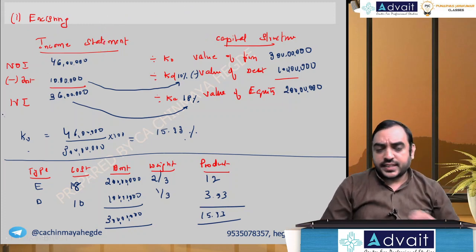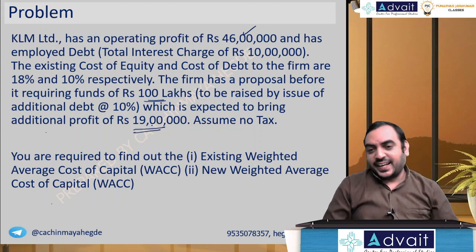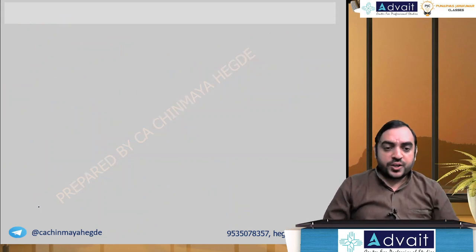Let's go further to the second one, next one. With the proposal as there and requires fund of 100 lakhs and it is expecting additional profit of 19 lakh. So what will happen? Again, follow the same thing, income statement, cap structure, same format you can do.